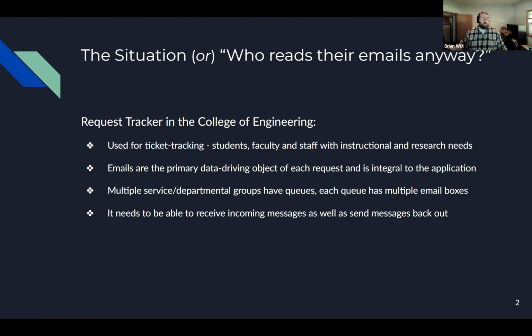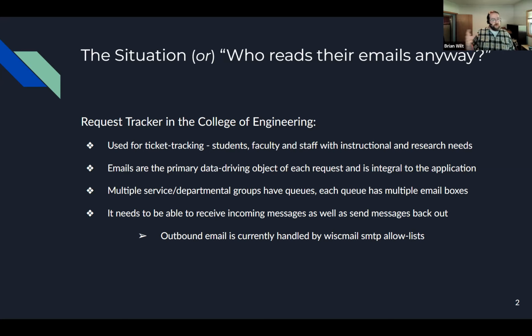So you might figure out that it needs to be able to receive incoming messages and also send them back out. Outbound isn't too much of a concern. We used to run our own email servers in the engineering college. We converted to O365. Outbound email at this point is currently handled by some allow lists over at DoIT. I think there are 2 or 3 servers that we say are the ones that need to be able to send email out. But inbound email is another story, and that's the topic that we're going to be getting to.